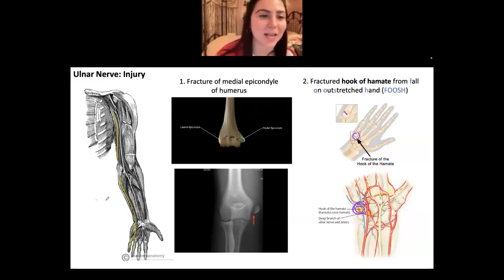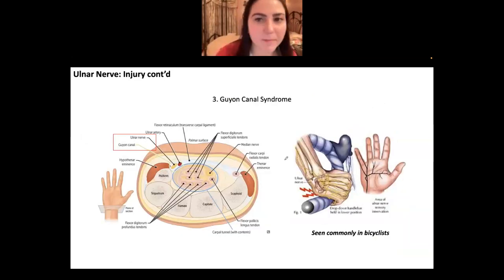But a lot of the times they'll just say something like, patient was walking and fell face forward and caught themselves with their hand. And you're like, oh, and now they're having these symptoms of an ulnar nerve lesion. And you can be like, okay, that's probably a hook of hamate injury. Okay, so these are the main two.